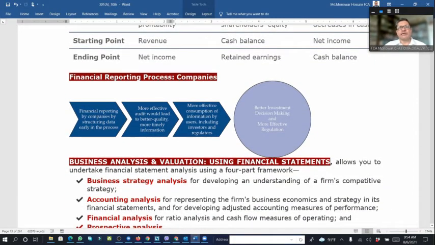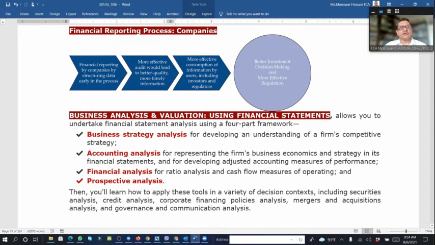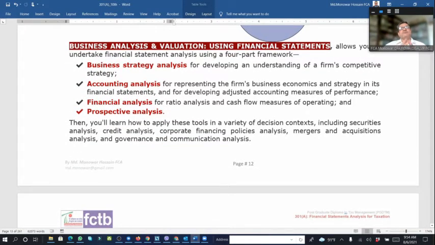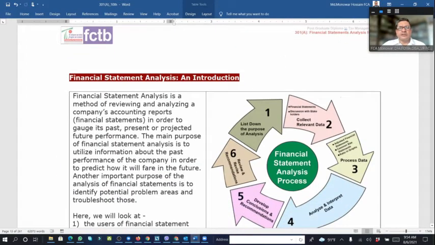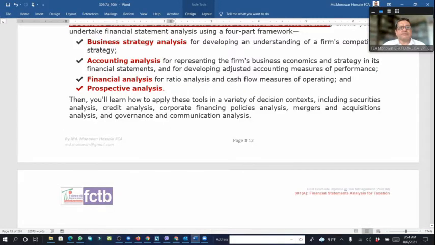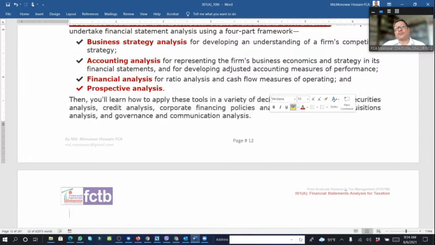So what is the relation with financial reporting? Here we see business analysis and valuation using financial statements. How will we evaluate it? We will analyze it when needed, for taking the right decision, management decisions, and sometimes for merger and acquisition policy and corporate financing policy adoption. For that type of decision we need valuation also.